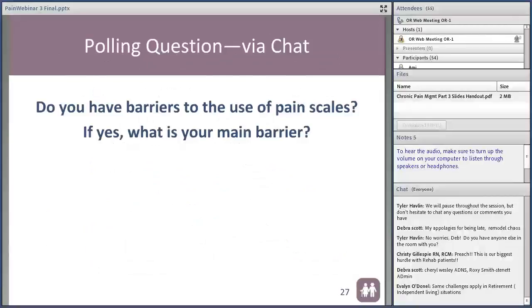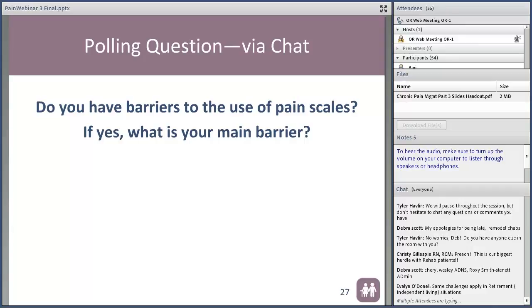So let's take a break and see what the audience thinks about pain assessment and specifically these pain scales. I know that everyone is using a pain scale. Do you feel that the pain scale that you're using is adequate and it gets you what you need? If you have any barriers to the use of the pain scale, let us know what your main barrier is in the chat function so that we can begin to gather some areas where we might be able to help if there are barriers. A little longer, we should give them a little more time. Yes, we'll give you a little time.